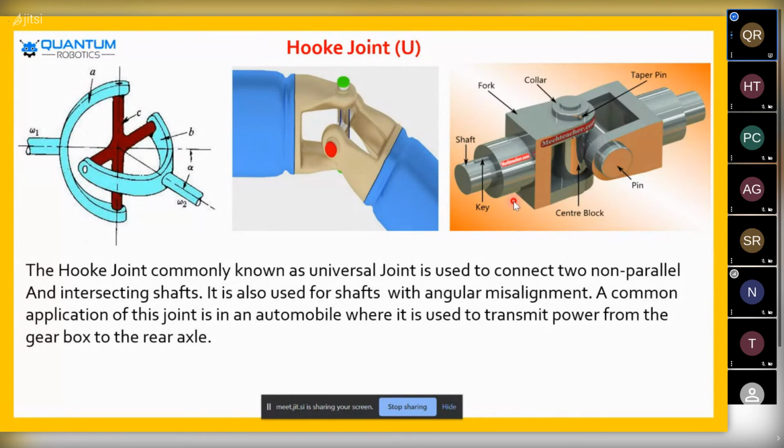This is all about the hook joint. It is also called the universal joint, because the representations of a joint are many, and according to that representation of a joint, the particular work will be done. Okay.